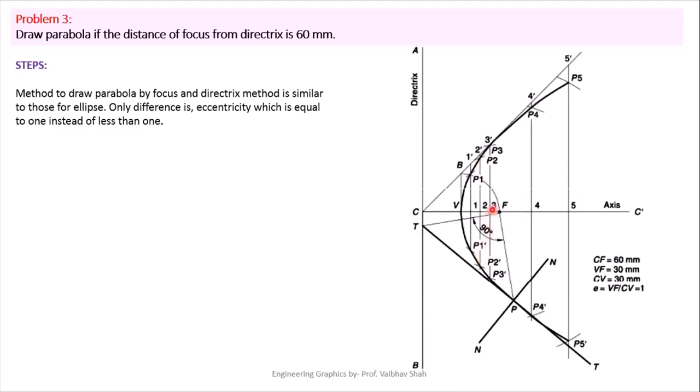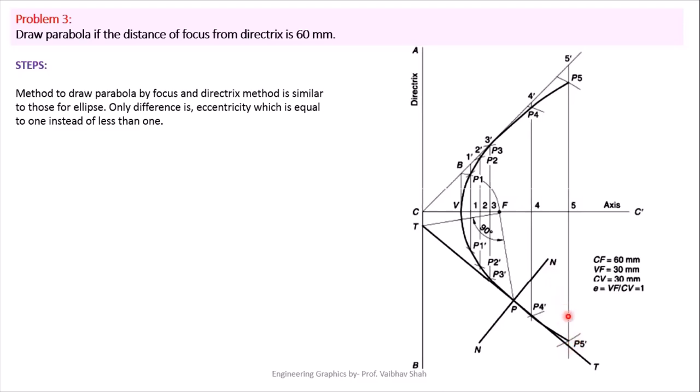Now take the dimension of 3 to 3 dash and put your rounder once again on your focal point and cut this line 3 3 dash somewhere here and somewhere down here to get P3 dash and P3 on the same 3's vertical line. Now for point 4, take the dimension of 4 to 4 dash and put your rounder once again on your focal point. Cut the same vertical line of 4, 4 dash somewhere here and somewhere down here to get this point P4 and P4 dash. Now take the dimension of 5 to 5 dash on your rounder. Put your rounder once again on your focal point and cut your line 5, 5 dash somewhere here at P5 and somewhere down here at P5 dash.